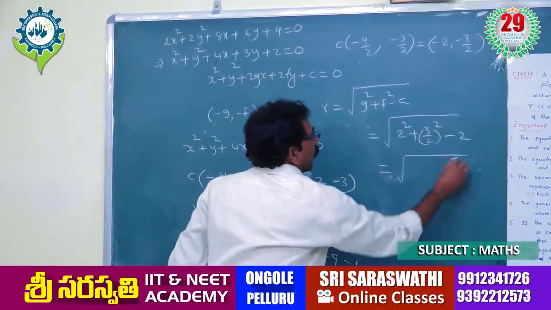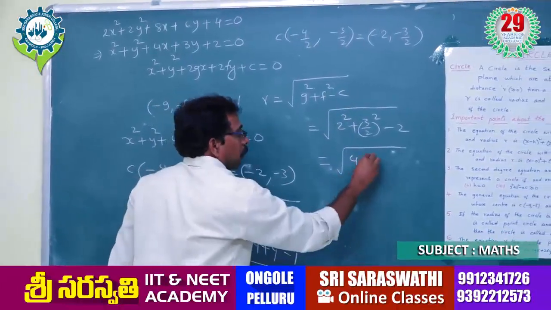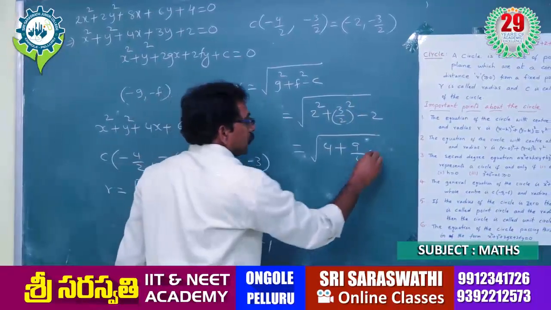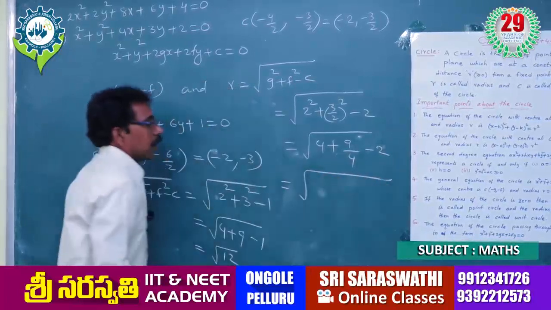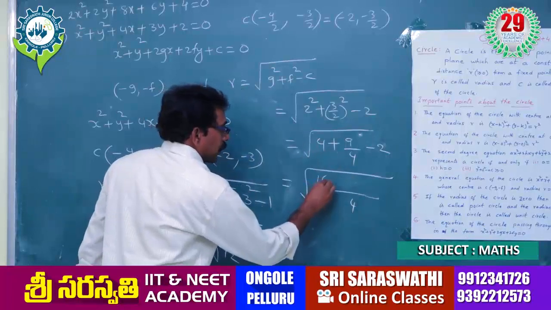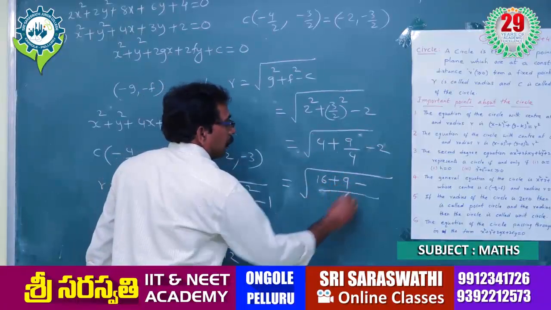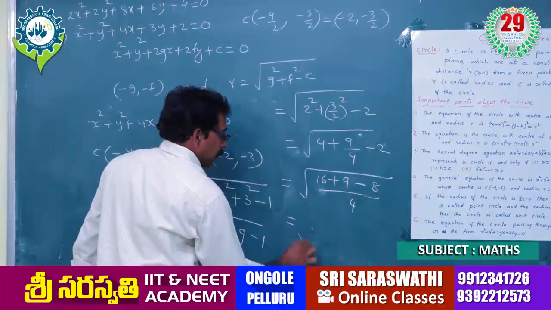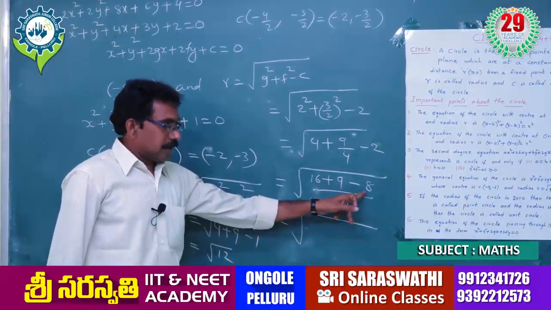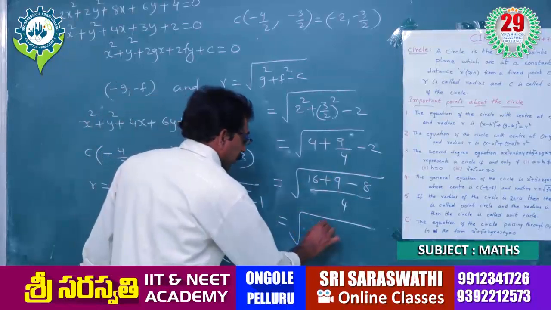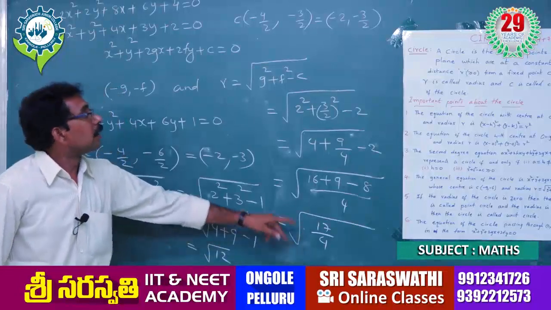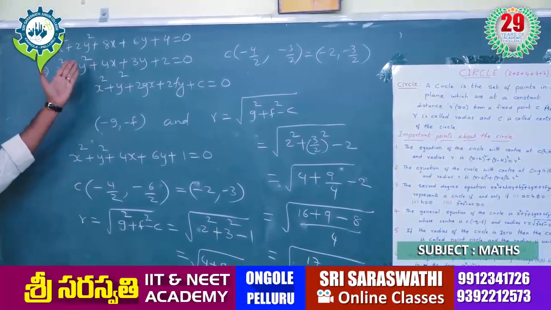That implies square root of 2 square 4 plus 3 square 9 by 2 square 4 minus 2. So square root of, for this complete LCM 4. So 4 fours 16 plus 9 minus 4 twos 8. That is equal to root of 16 minus 8 plus 9, 17 divided by 4. So this is the radius for the given circle equation.